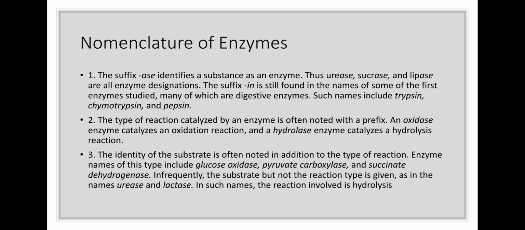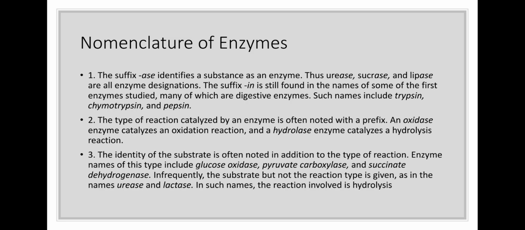There are three important aspects in the naming process of enzymes. Most enzymes end in the suffix -ase. For example, we have the enzymes urease, sucrase, and lipase. But just like most rules, we have an exemption. The digestive enzymes trypsin, chymotrypsin, and pepsin end in the suffix -in, which is found in the names of some of the first enzymes studied.